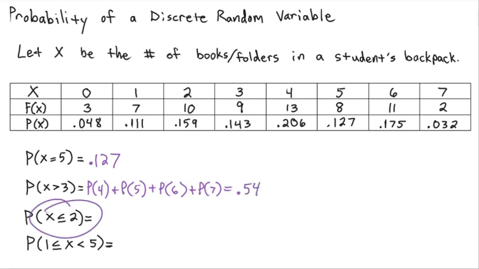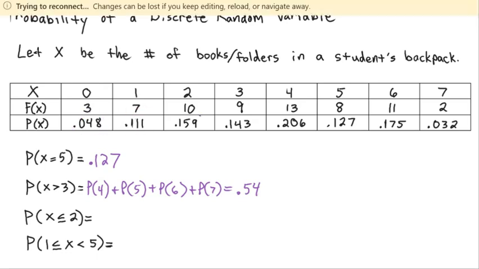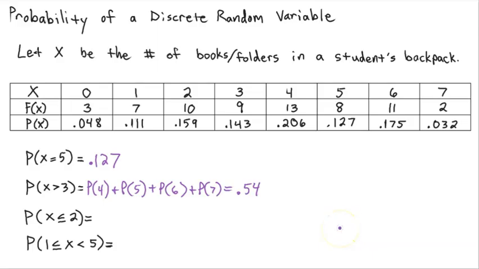Now this one here says the probability that x is less than or equal to 2. So because it says or equal to 2, we're going to include 2. And it's going to be less than 2 or equal to 2. So 2, 1, and 0. And if we add up 0.048 and 0.111 and 0.159, we get 0.318.